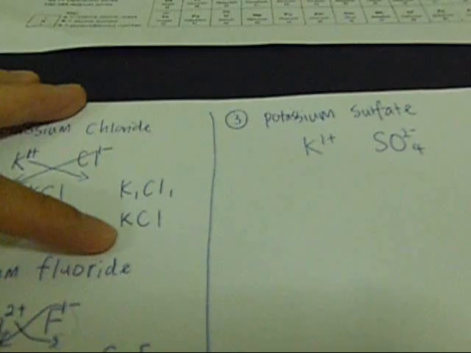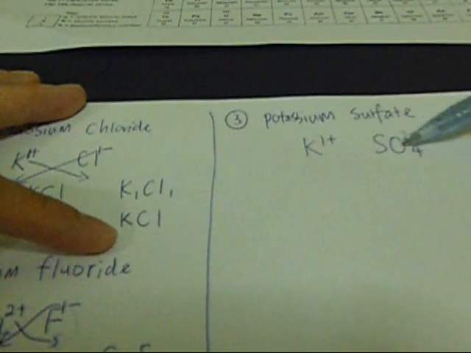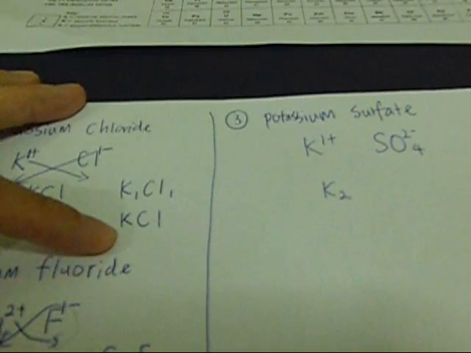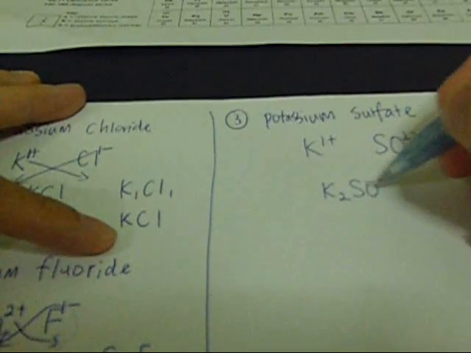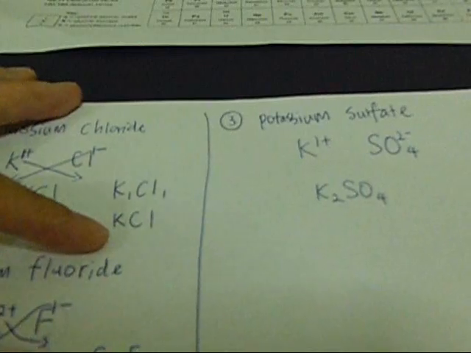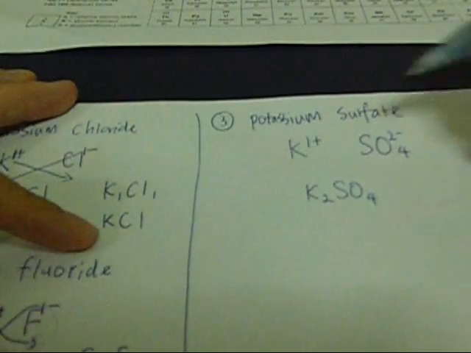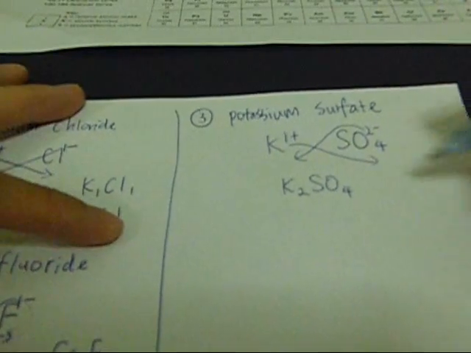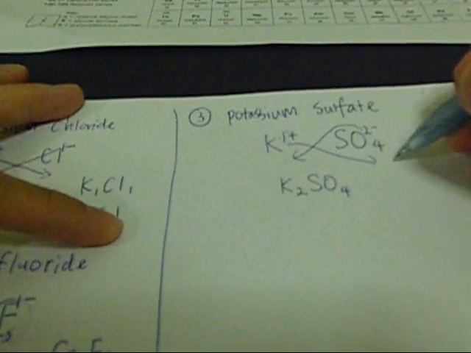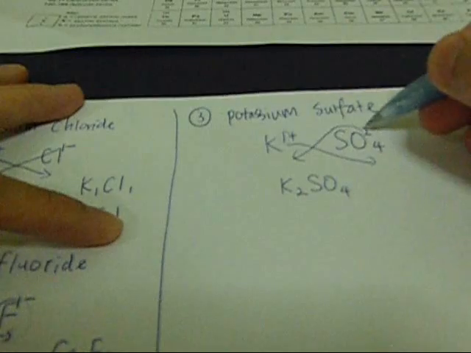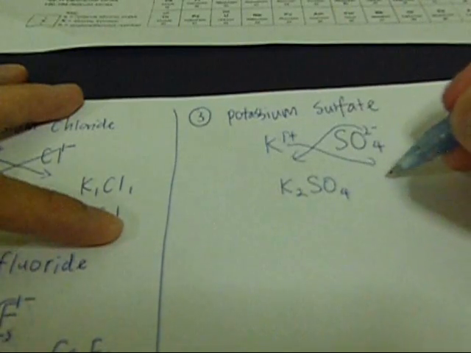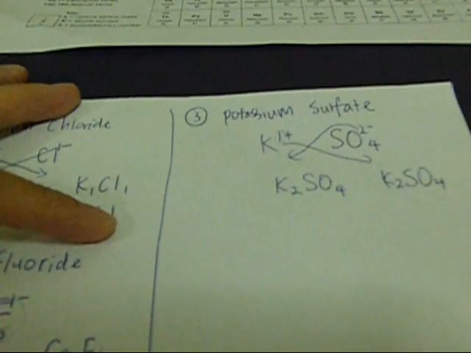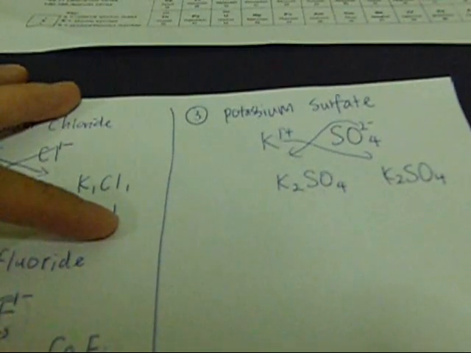Now how do you balance the charges? One is 1 plus, the other one is 2 minus. Obviously you need 2 of the potassium ion and you need 1 of the sulfate ion. So this would be the formula. Again, you can use the cross multiply way, and this 1 will become the subscript for sulfate, this 2 will become the subscript for K. So it is K2SO4. So either way, you get the correct formula for potassium sulfate.